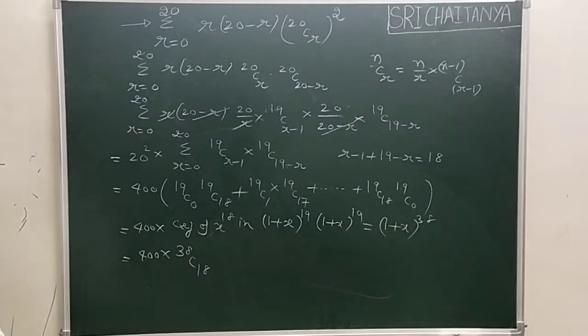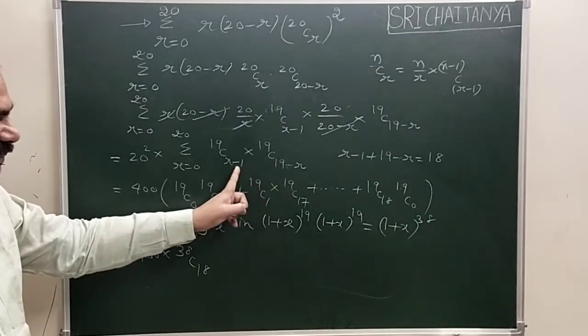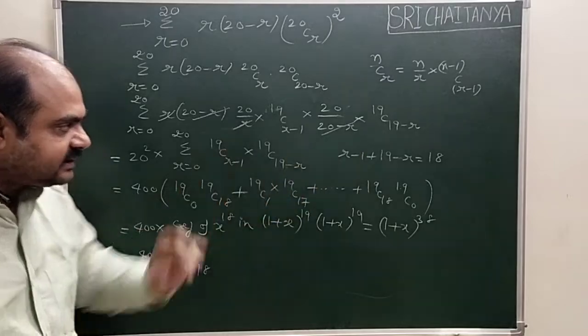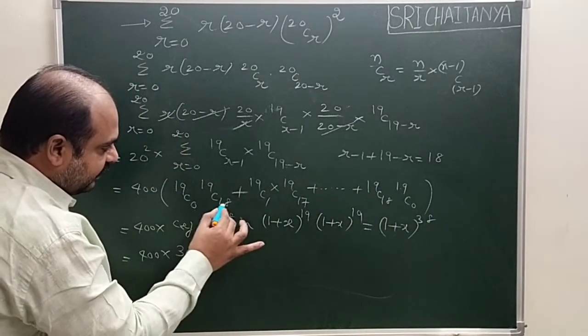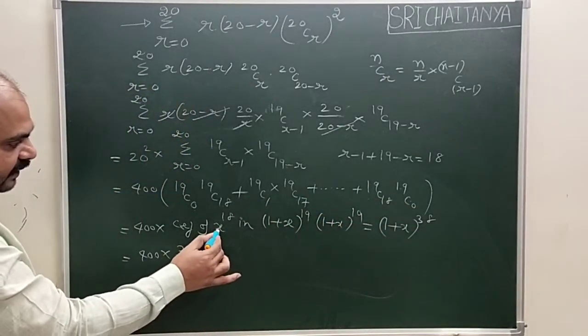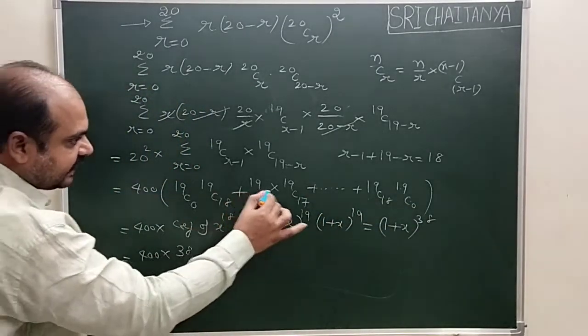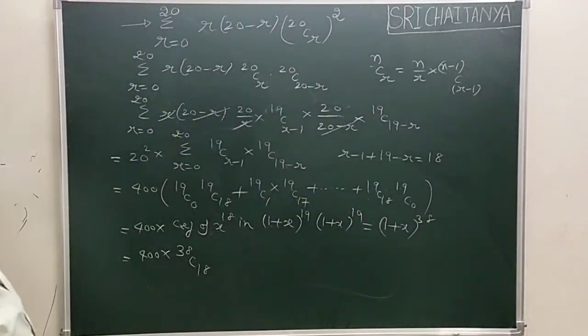So whenever product is there, while expanding sigma, ensure that this plus this is constant. Then if we expand this, the sum of lower suffixes is constant. That is nothing but coefficient of x power 18 in first term's expansion and second term's expansion. So this is the product term.